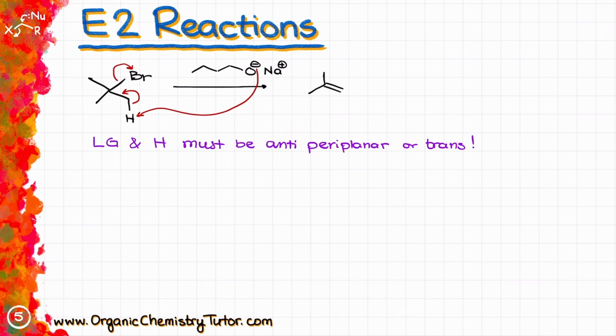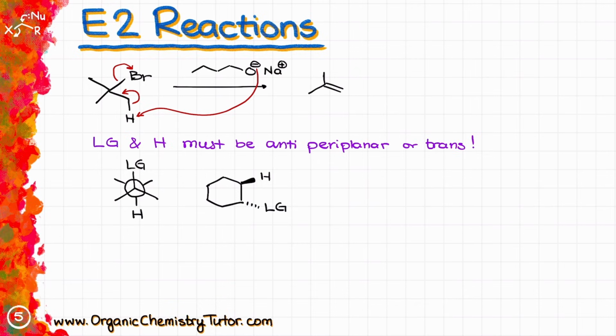What that means is that if I construct a Newman projection for some sort of hypothetical molecule, my leaving group and my hydrogen that I'm trying to pull off must be looking in opposite directions. In the case of a cyclic compound, that means that my hydrogen, let's put hydrogen over here, and my leaving group must be trans to each other.